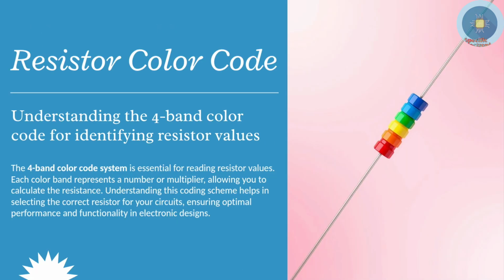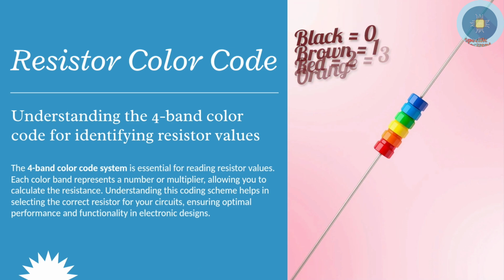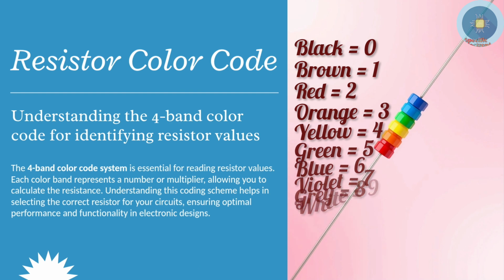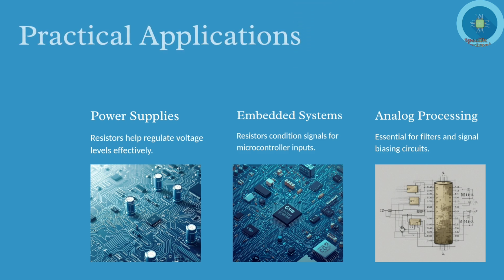Now the most important thing is the color code. Most through-hole resistors use a color code system to indicate their resistance value. Each color band represents a number. By reading the color bands, we can determine the resistor value, like black is 0 and brown is 1.